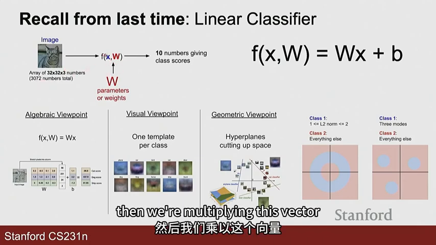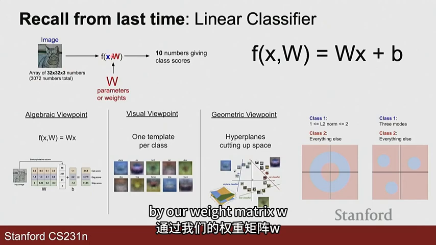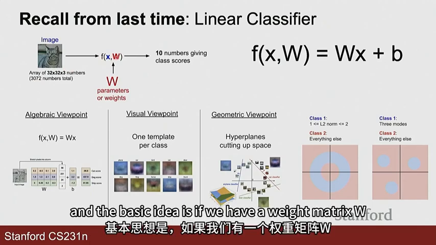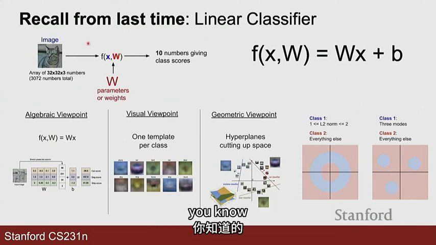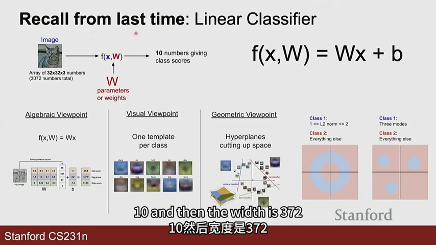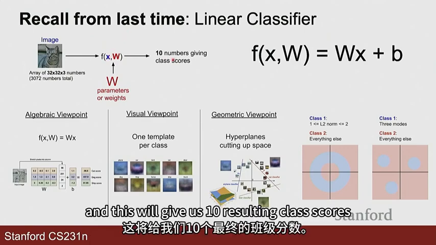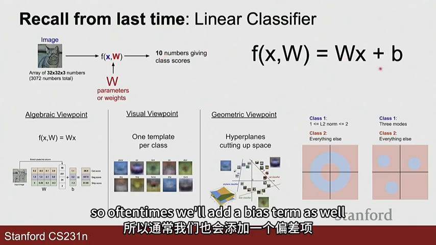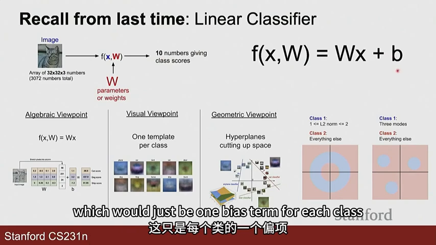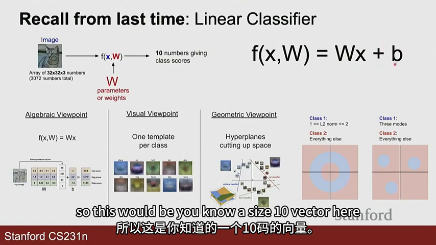And then we're multiplying this vector by our weight matrix W. And the basic idea is if we have a weight matrix W that has a height of 10 and a width of 3,072, we're multiplying each of these rows by our input sample X, and this will give us 10 resulting class scores. Oftentimes we'll add a bias term as well, which would be 1 bias term for each class. So this would be a size 10 vector here.